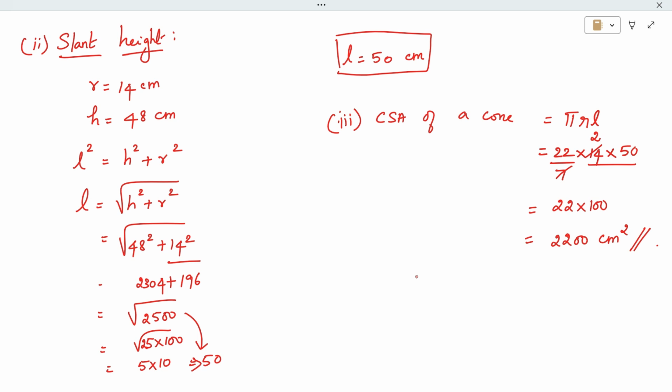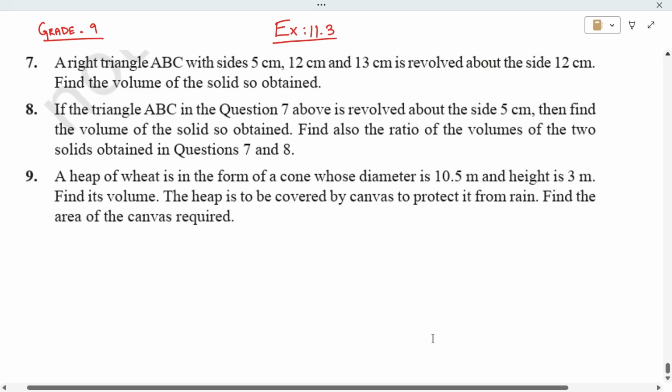So we have determined the height of the cone, slant height of the cone, as well as the CSA of a cone. So let's solve question number 7 to 9 of grade 9 from exercise 11.3 in my next video.